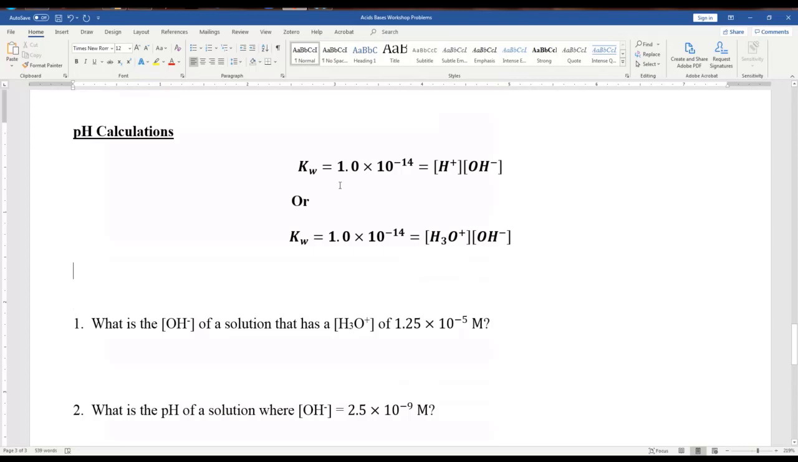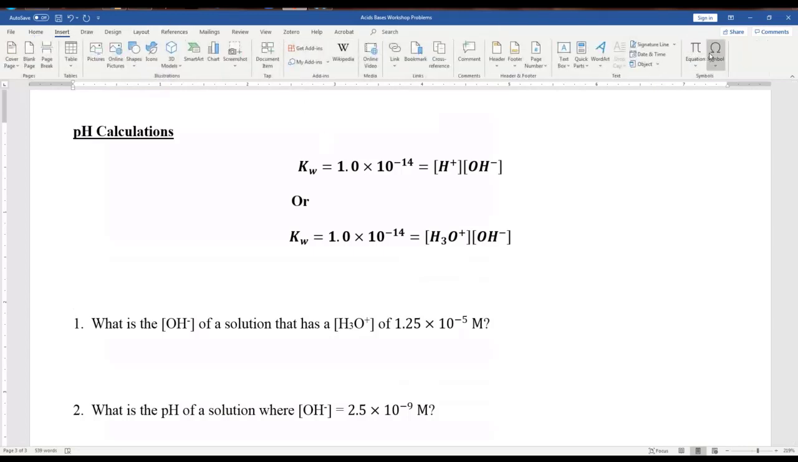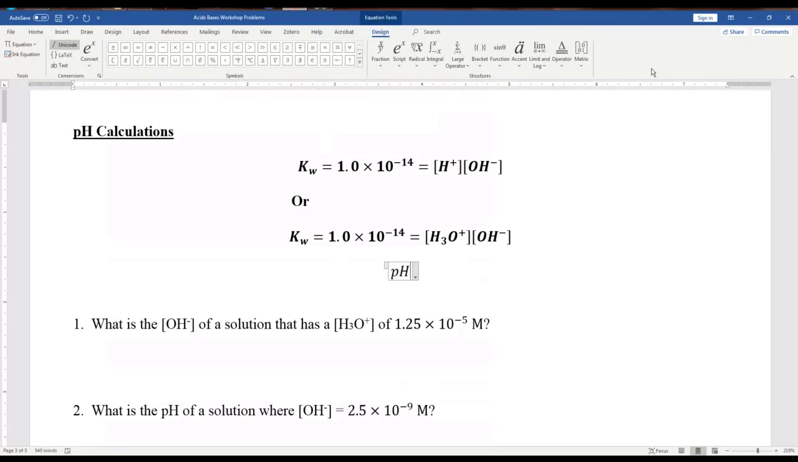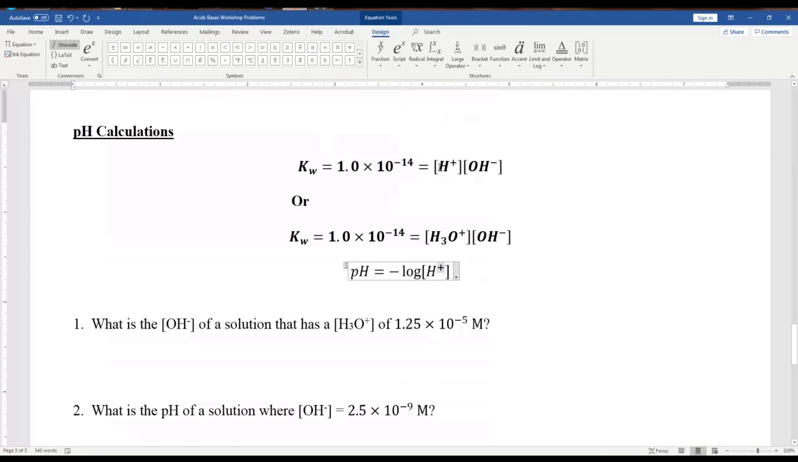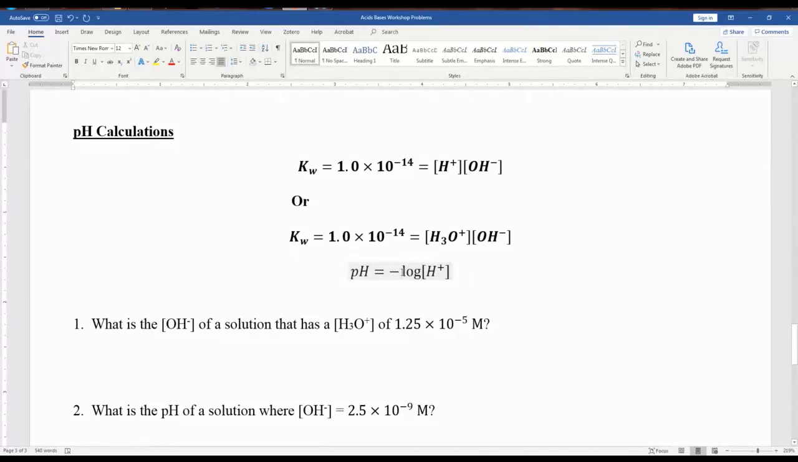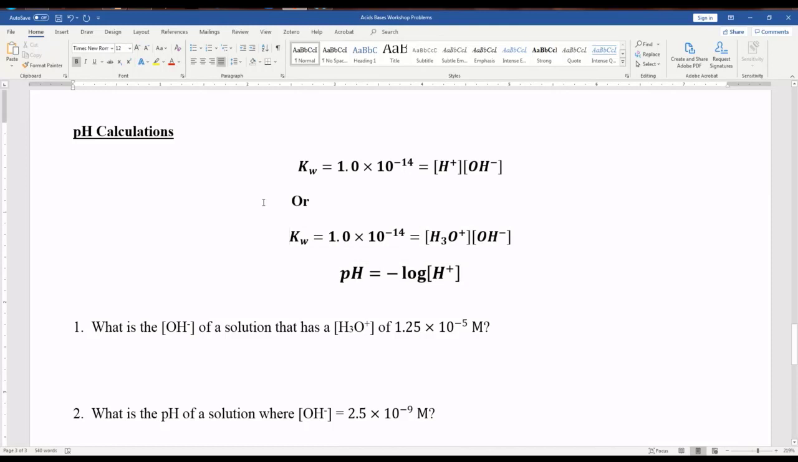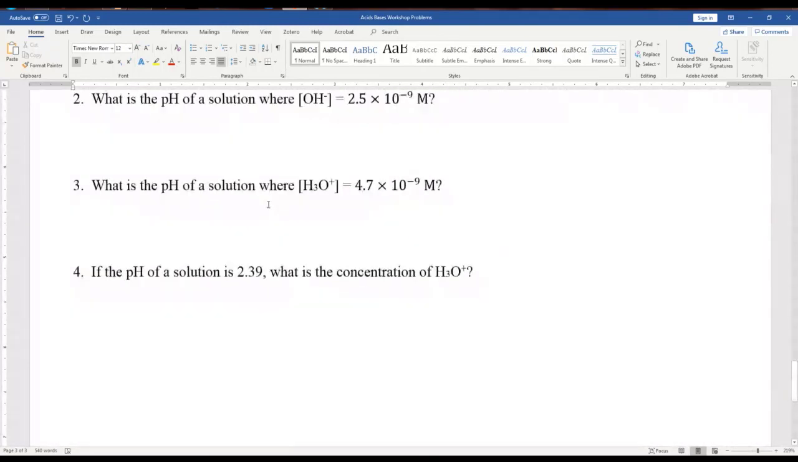The other important equation that your professor is going to likely expect you to know is the pH equation, and that would be that the pH is equal to the negative log of the H plus or H3O plus concentration. You can think of pH as standing for power of hydrogen, because that's what the negative log gives you. So logarithms give you the power. Negative log of H plus, that's going to be your pH. So those are your two big equations, and from those you can pretty much solve for any of these.